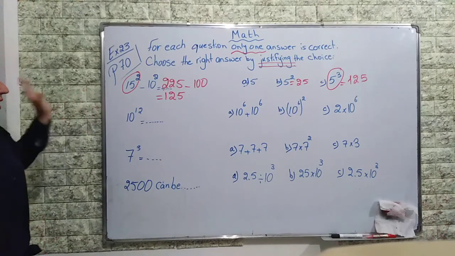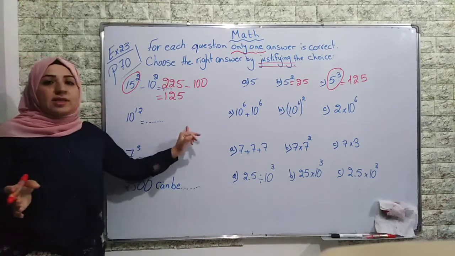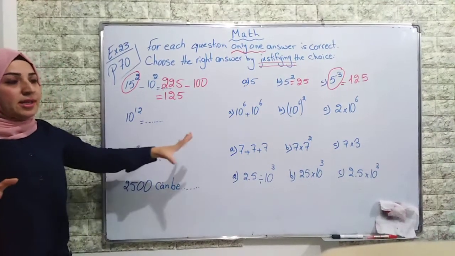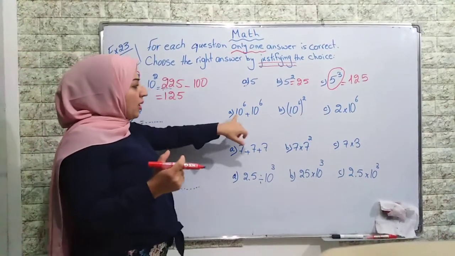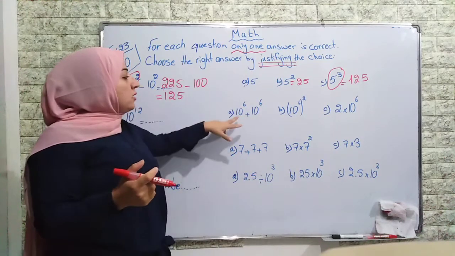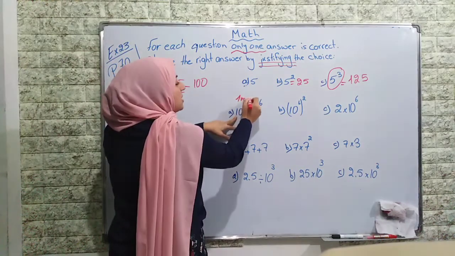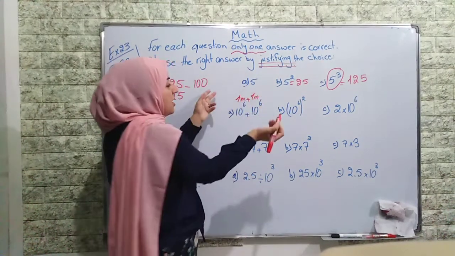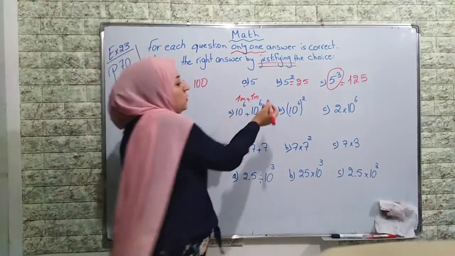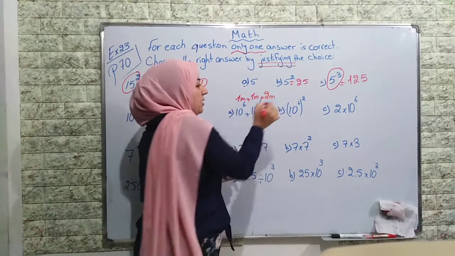Okay? Now, 10 to the power 12. Here, I don't have anything to calculate, and I'm not going to write 1 and 12 zeros next to it. We are in grade 7, okay? We have to think in another way. Now, 10 to the power 6 plus 10 to the power 6. 10 to the power 6 is 1 million. 1 million plus 1 million, it's as 1 apple plus 1 apple, 2 apples. 1 million plus 1 million equal 2 millions.